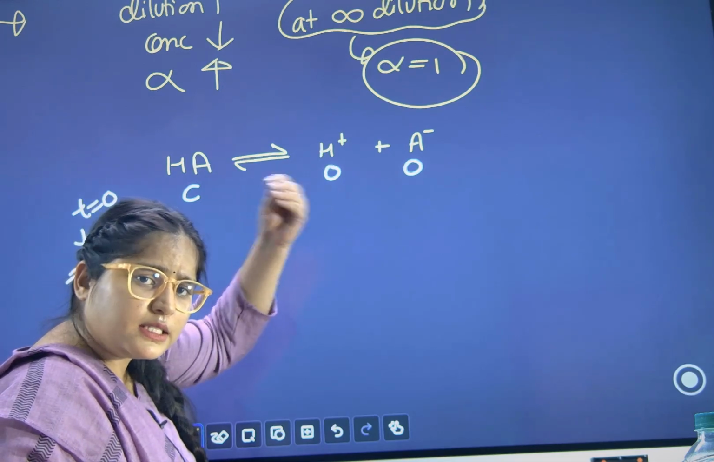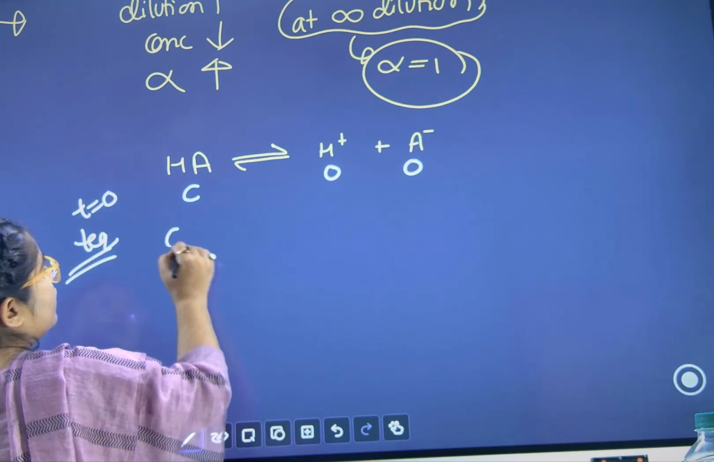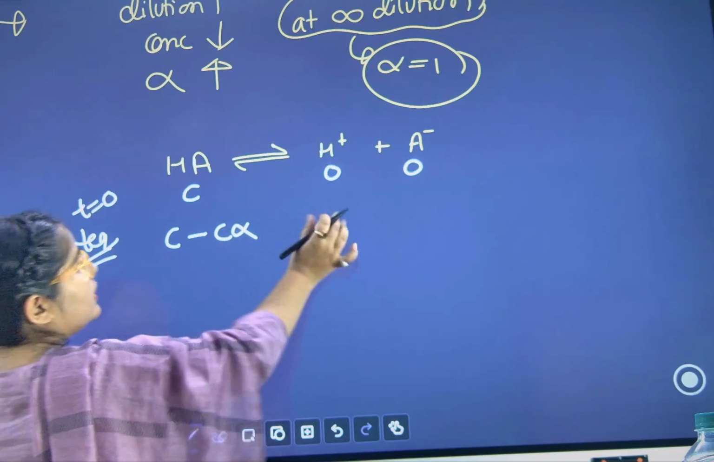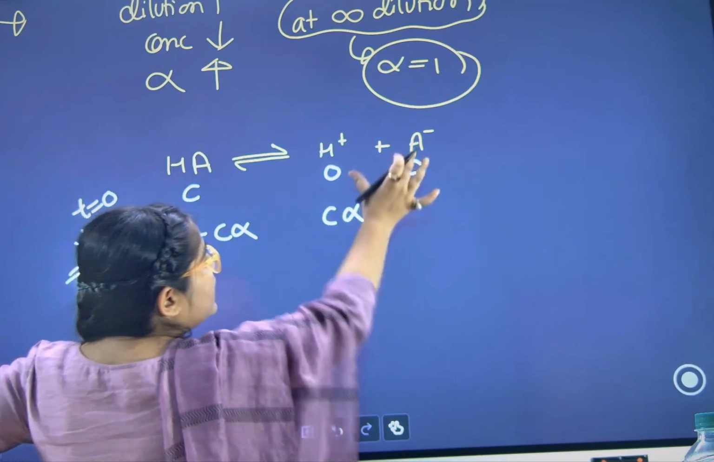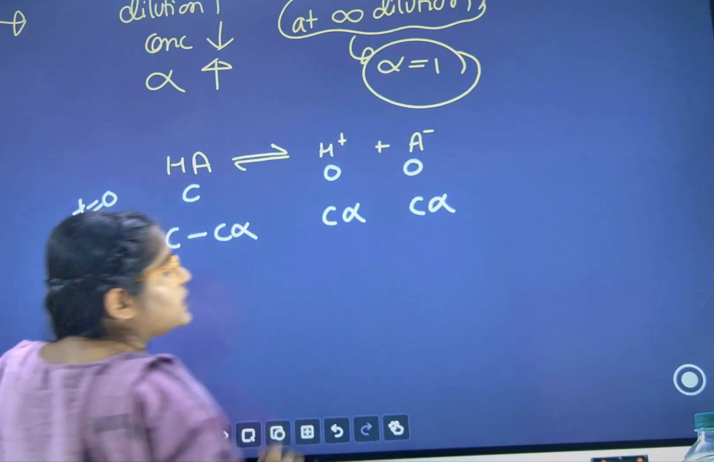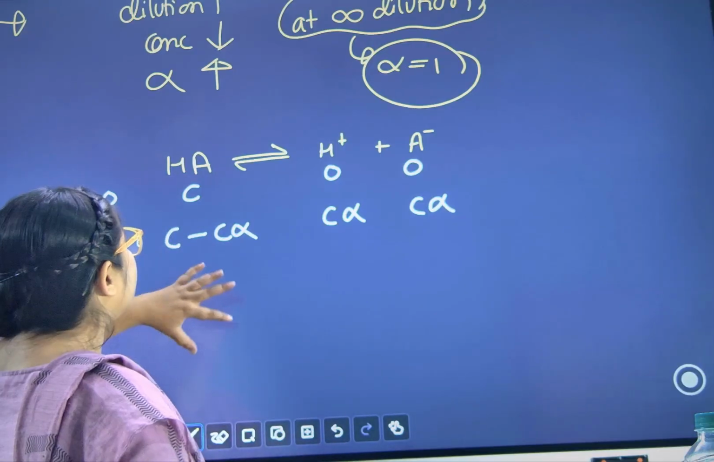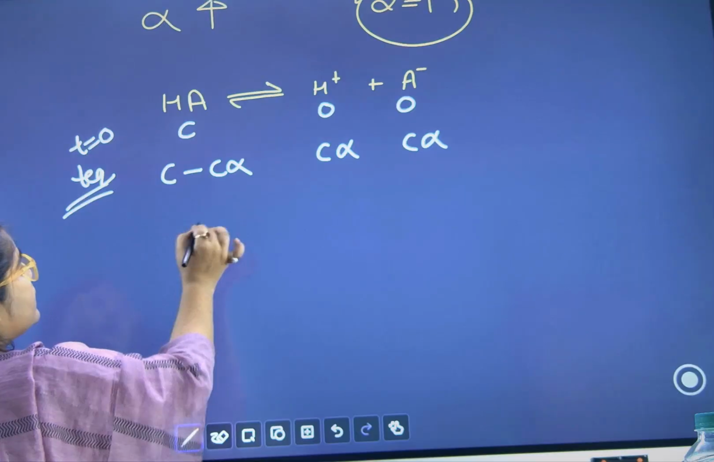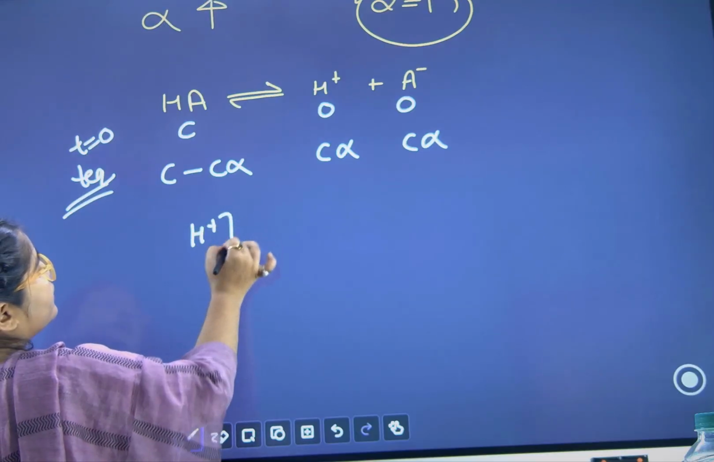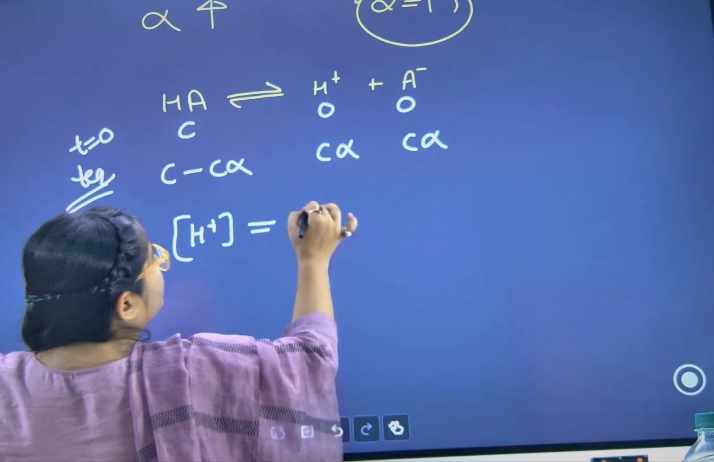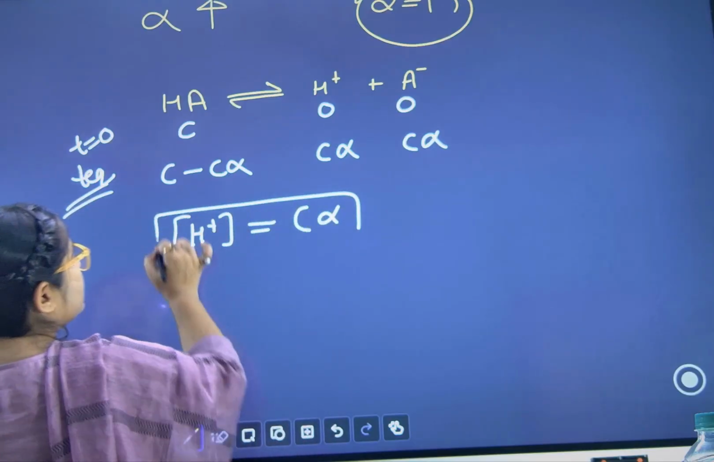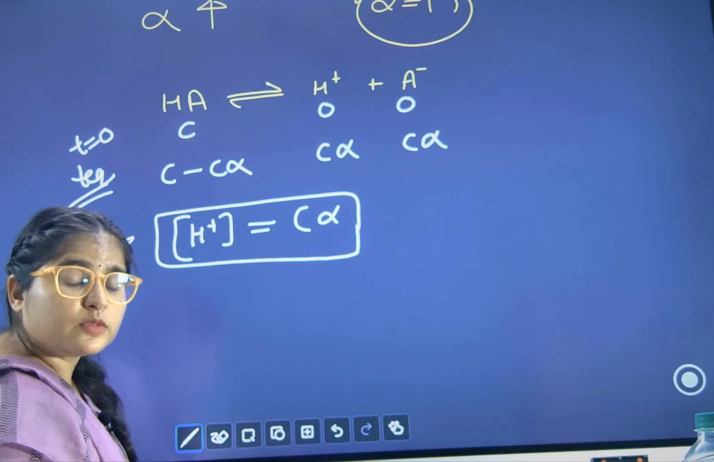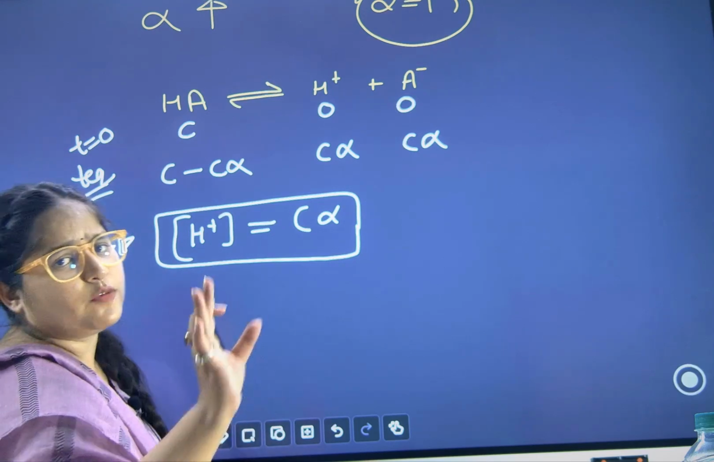C alpha is dissociated. So initial was C and from this C how much dissociated? C alpha. So here also how much concentration? C alpha. Here also how much concentration? C alpha. Right. Okay. So from here I can say that the universal formula, H ion concentration is equal to C alpha. Star formula, universal formula, always applicable for weak acid.